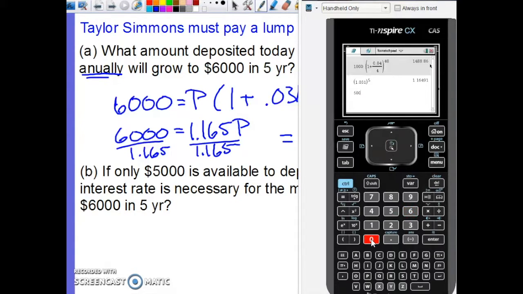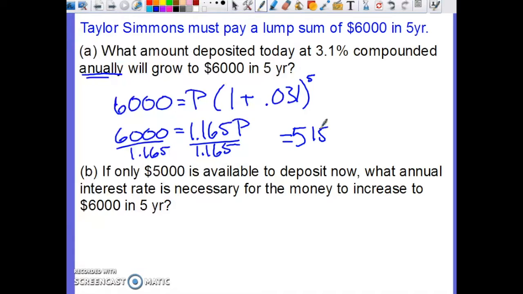6,000 divided by 1.645. Nope, that was wrong. I have a delete key here. 1.165. That's equal to $5,150.20. So that's how much money she needs to deposit in order to get that $6,000 mark.